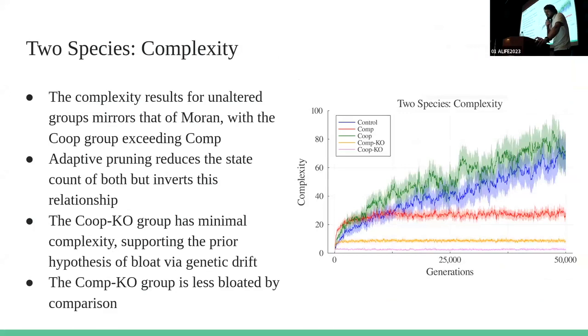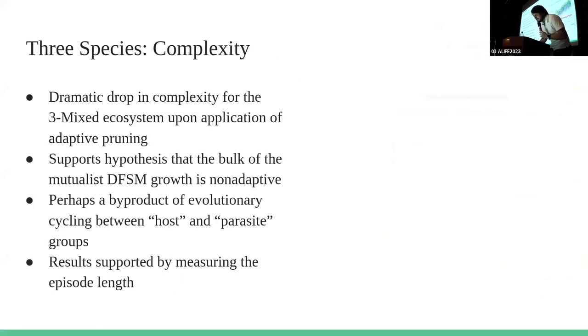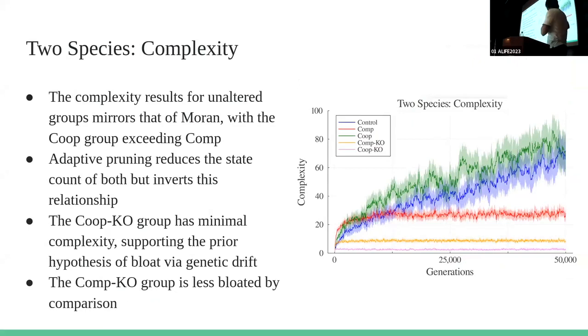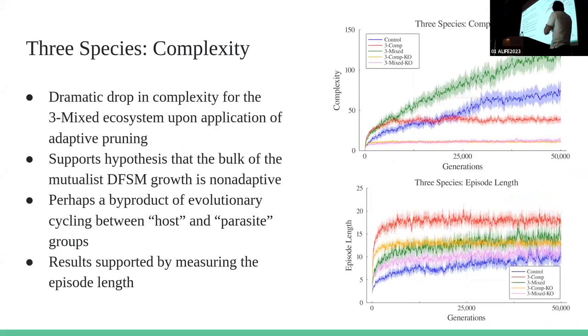For the two species complexity, this is the most important result. So the green group is that two species complexity. We see that the cooperative group shrinks way down, which was what we believed would happen before, and that the competitive group is actually more complex once the adaptive pruning procedure has taken place. Yeah, now this was the most important one.